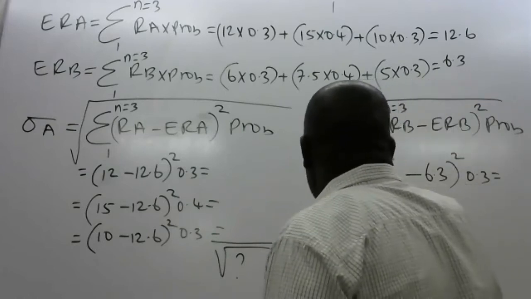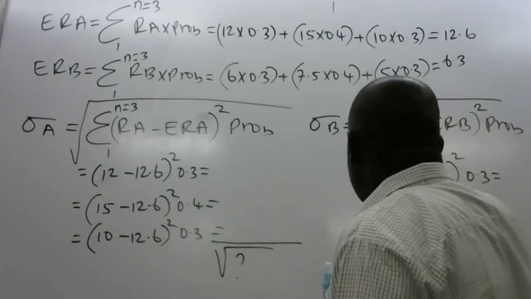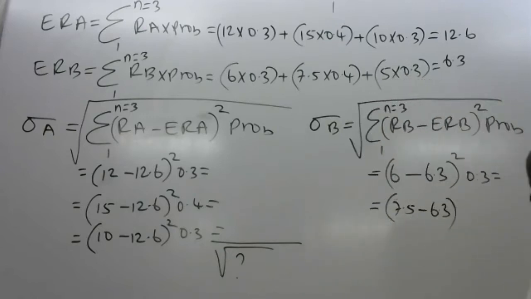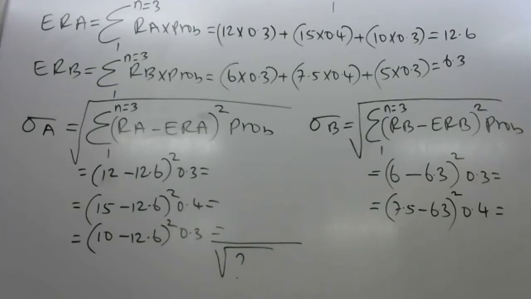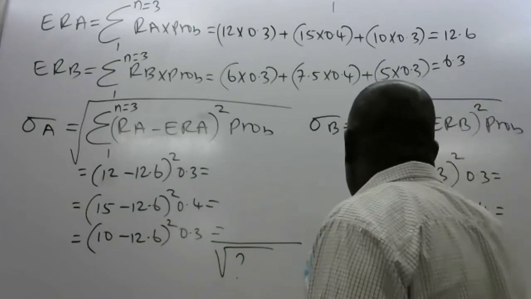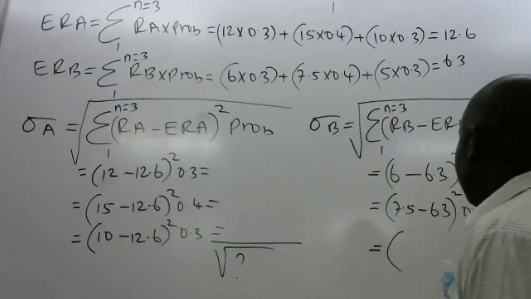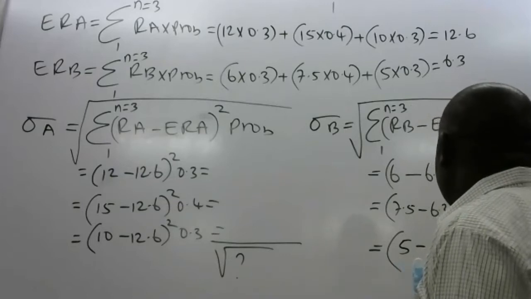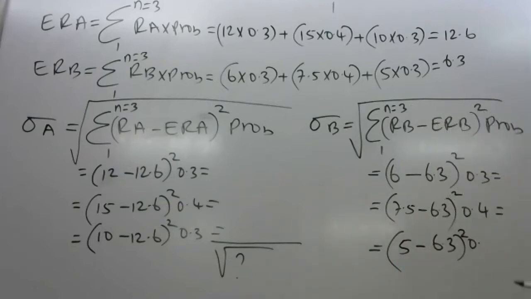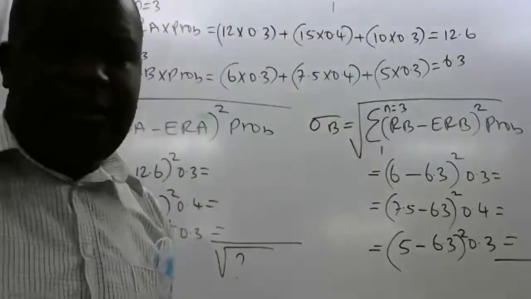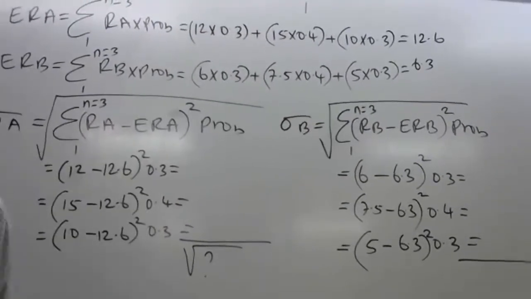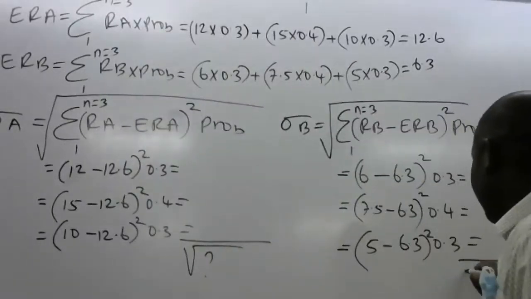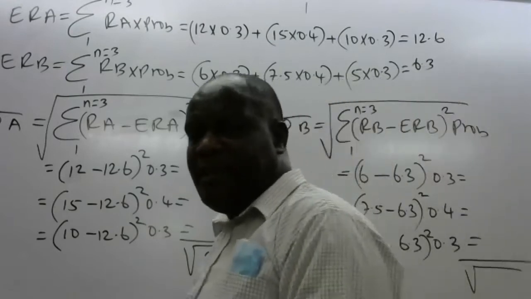Then we go to the second one, which was 7.5. We also minus 6.3. We square, probability is 0.4. Then we shall also come up with 5 minus 6.3, we square, then 0.3 like that. So we shall add them together so that we get a total. Then once you have the total, also remember to get the square root of that to give us the standard deviation.